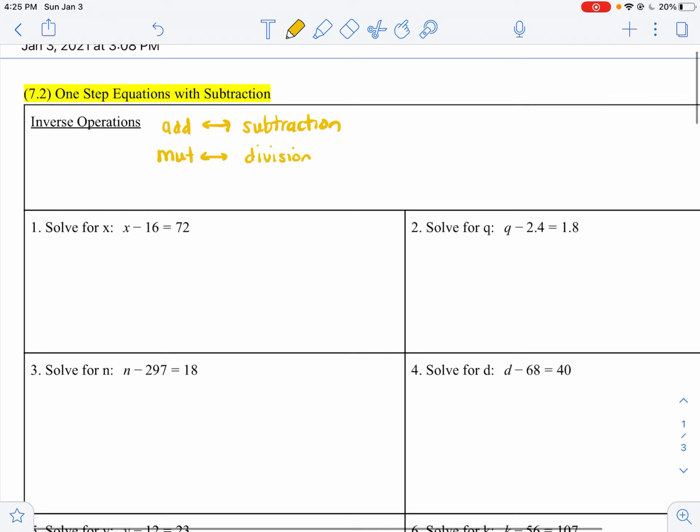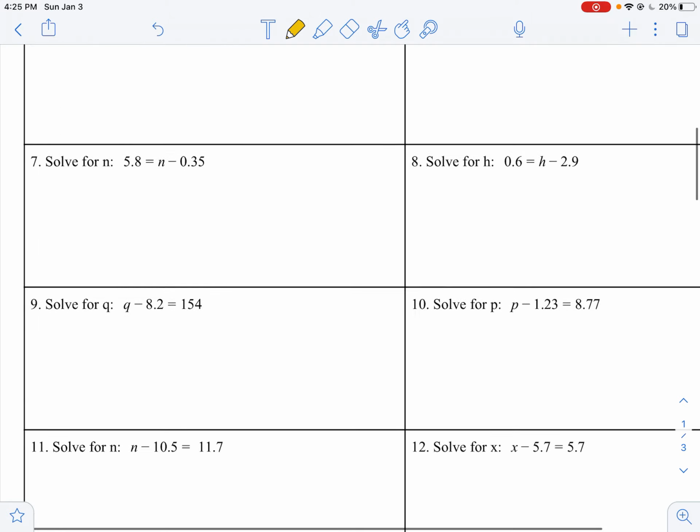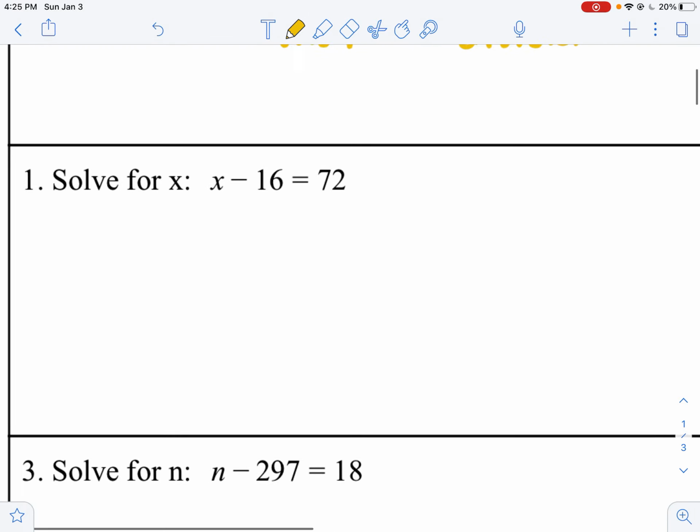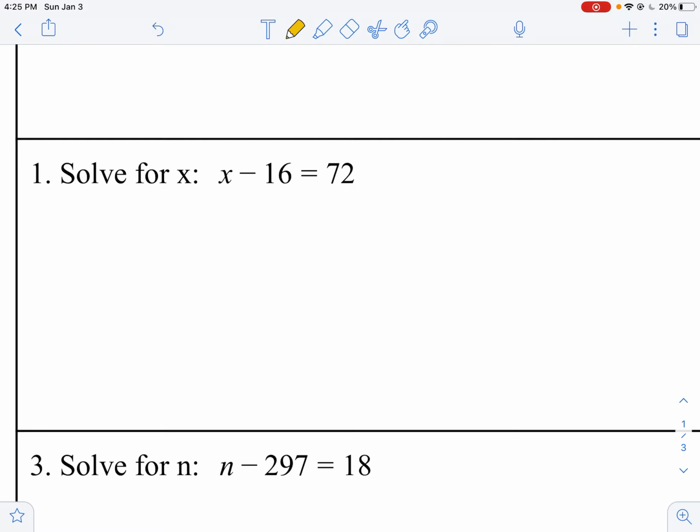So for all of these questions, we see subtraction. X minus 16 equals 72. N minus 297 equals 18. We even have some decimals in here as well, and then a word problem. So we're going to do one basic question, the first question.